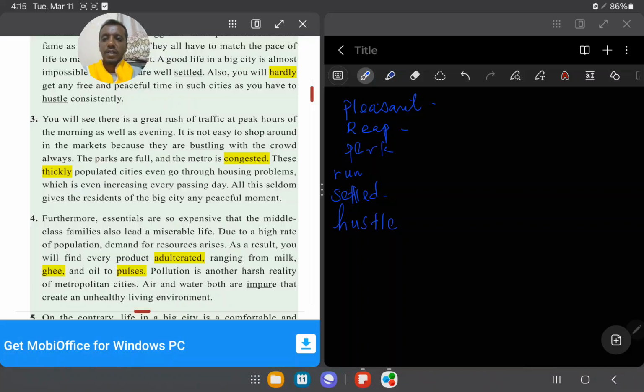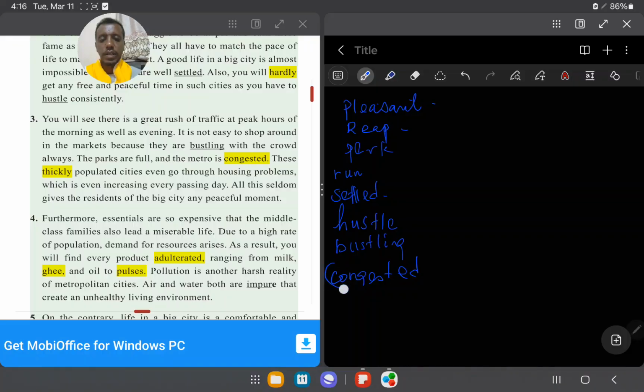It is not easy to shop around in the market because they are bustling with crowd always. Bustling, what does it mean? You cannot shop because they are always bustling with a crowd, and the roads get congested. The parks are full and the metro is congested. What does congested mean?